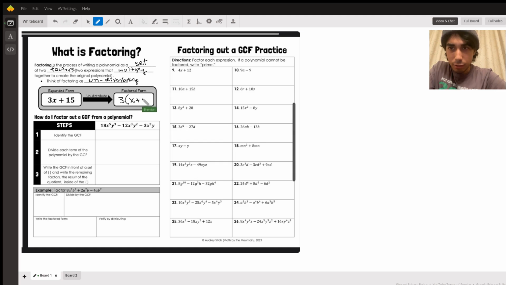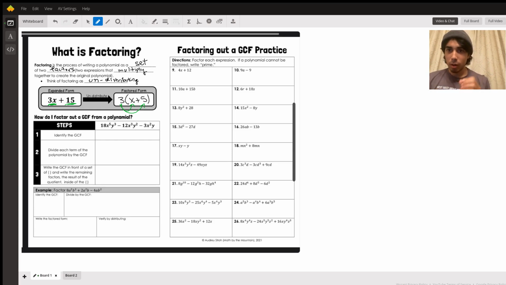3 times x plus 5. And again, we're about to go over how to get there, so don't worry about that just yet. But here's the idea: think about if I distribute this 3 and multiply it by x and by 5. 3 times x would give me 3x, and 3 times 5 would give me 15. So factoring is like undistributing, because we're doing it backwards. Instead of doing the multiplication, we would be doing the reverse of that.